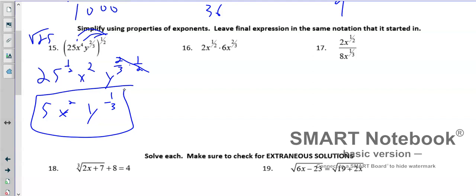Okay? Here, we're multiplying. So 2 times 6 is simply 12. But when we do this, 1/2 and 2/3, we keep the base and add the exponents. But we can't add 1/2 plus 2/3. We need to find a common denominator, which is 6. 2 times 3, 1 times 3. 3 times 2, 2 times 2. So that gives us x to the 7/6.